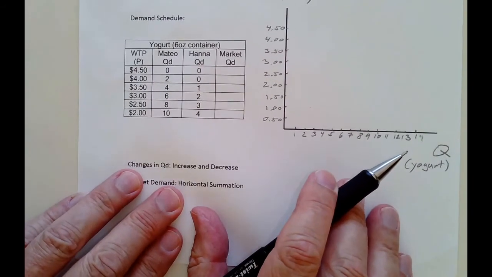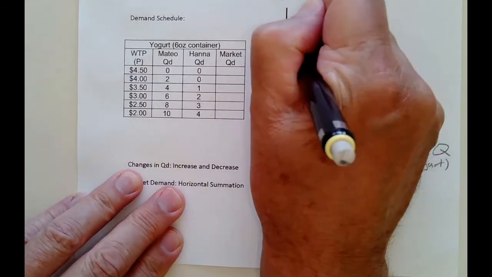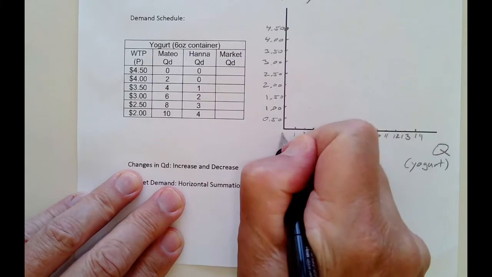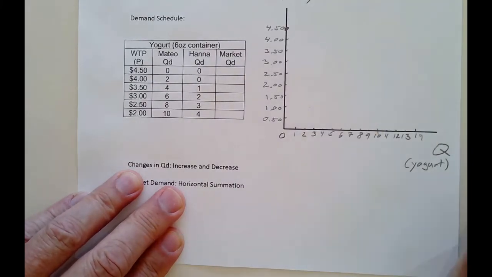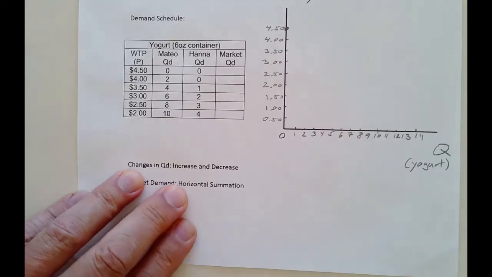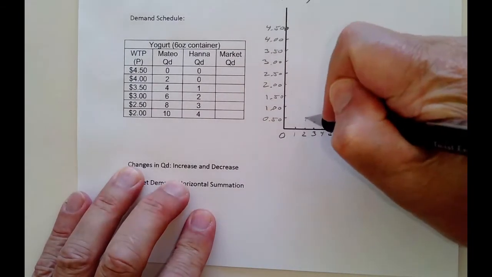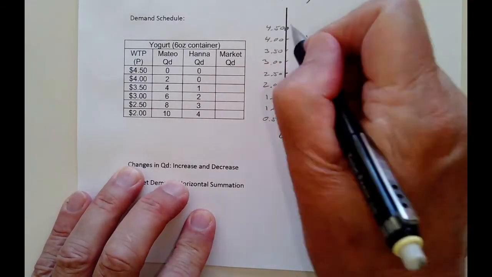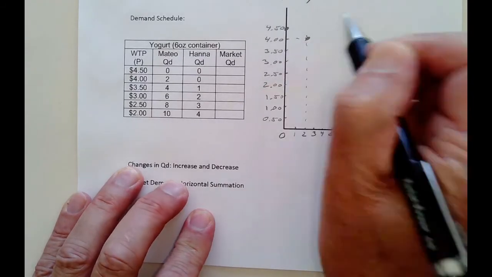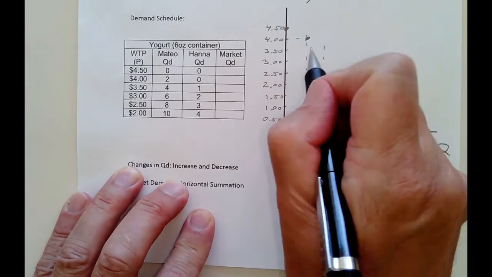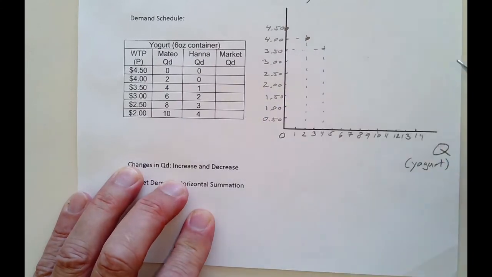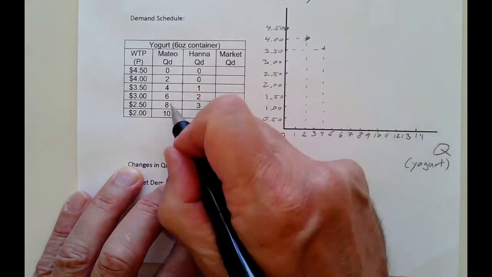And so we can put that in the graph. At $4.50, we'll put Mateo right there. Mateo is buying 0 apples. I'm sorry, yogurt. I was talking about apples last lecture. And now if the price is $4, Mateo is going to be buying 2 containers of yogurt, and that would put us just about there. At $3.50, Mateo would buy 4, and that would be just there. And at $3, Mateo would buy 6.